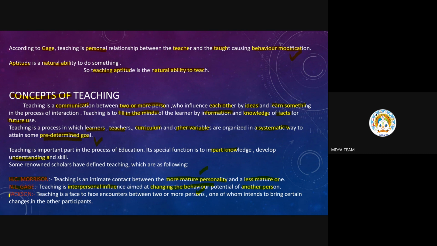Jackson said that teaching is a face-to-face encounter between two or more persons. One of them intends to bring certain change in the other participant. In the three definitions written here, every educationist is emphasizing the change in the behavior, the certain change, the intimate contact. So teaching is all about bringing some change. Okay, more precisely, some positive change.